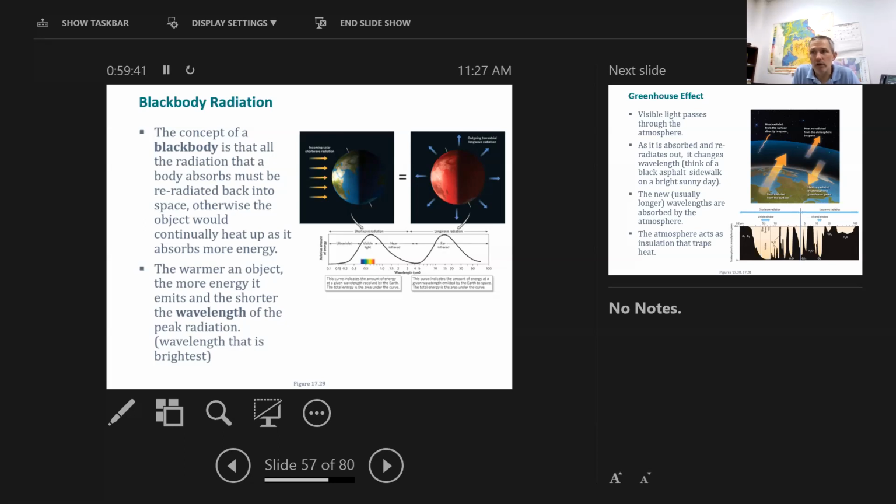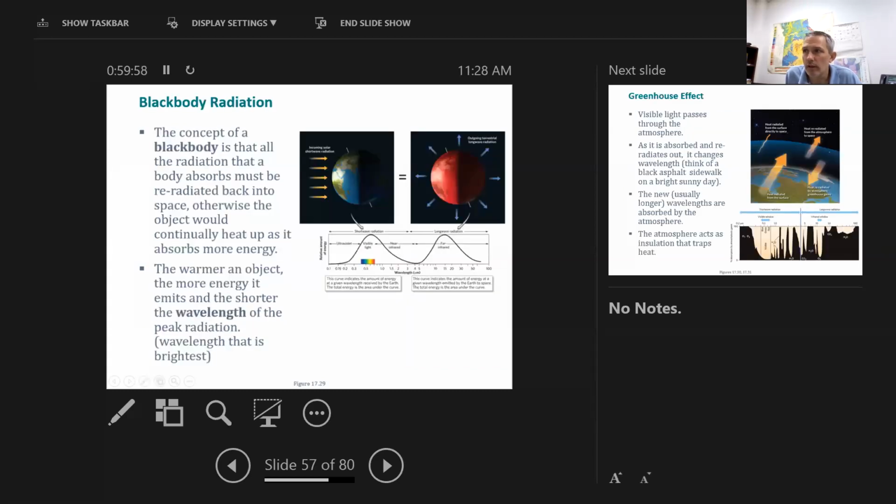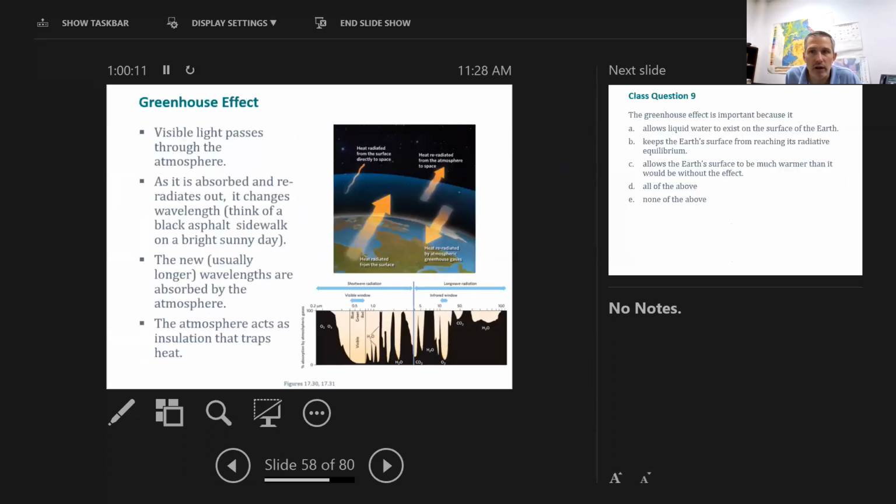The warmer the object, the shorter the wavelength. If we start looking at visible light here, the shortest wavelength of visible light that we can see is blue. The longest would be red. Beyond red is the infrared. Shorter than violet is the ultraviolet.